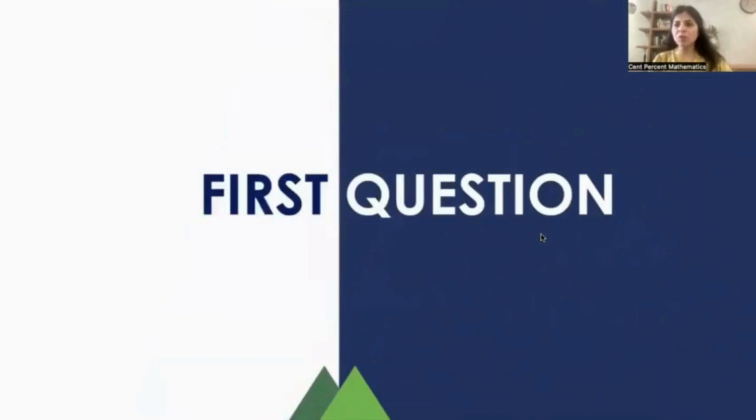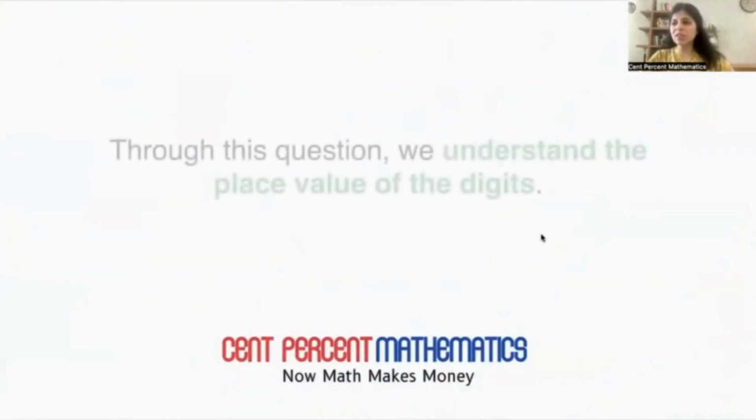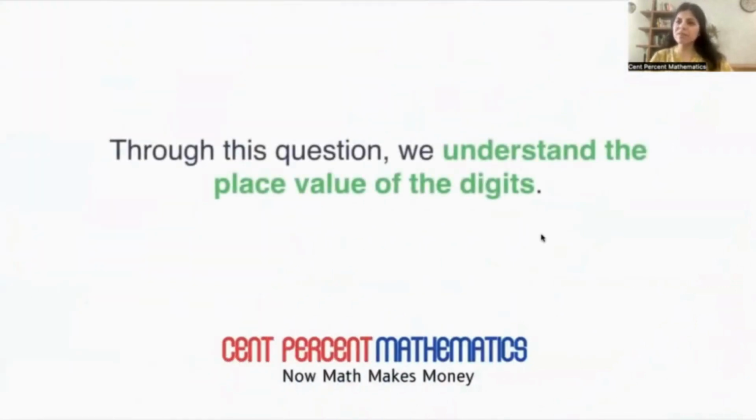So let us come to the first question. As I just told you, we'll be clearing the concepts of all the topics through doing the questions. So let's do them. Let's be more visual. Let's be more logical and enhance our critical thinking, our reasoning power through these questions. And let's try to learn maths in a better way. So through this question, we understand the place value of the digits in a better way.